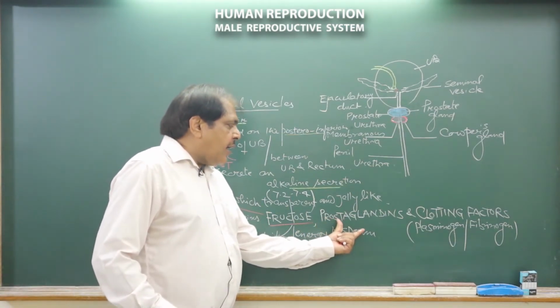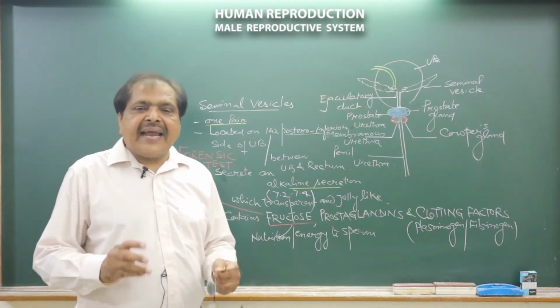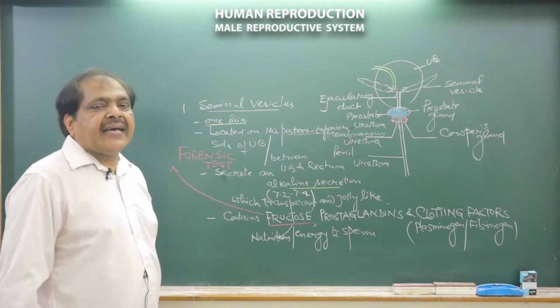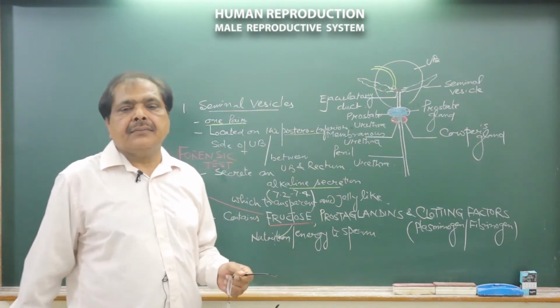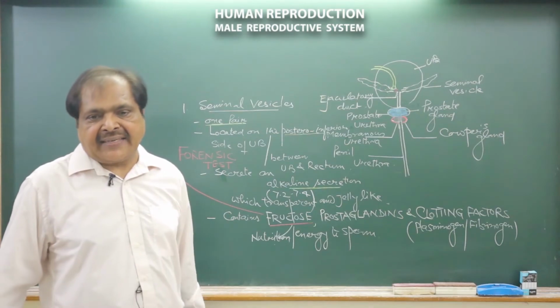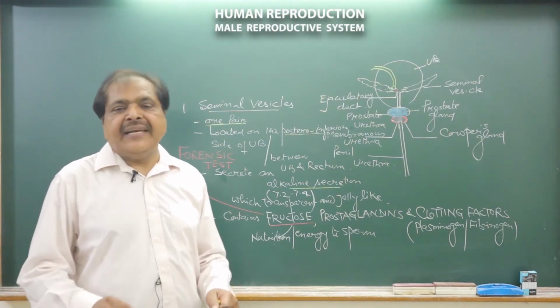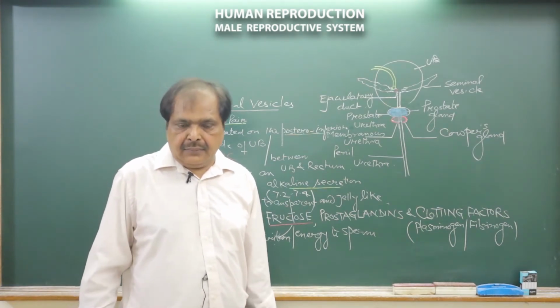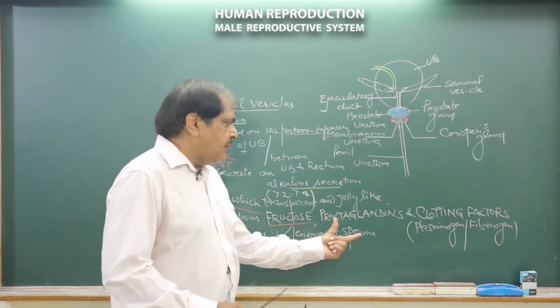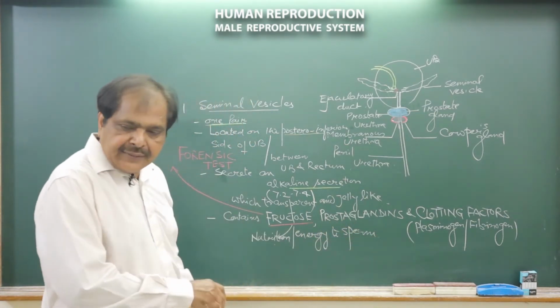Now coming to the prostaglandins. Prostaglandins, what they do? Prostaglandins increase the contractions of the female genital tract, that is uterus, and also motility of the sperms. Sperms become more motile, and it is done by prostaglandins. Let us write it.